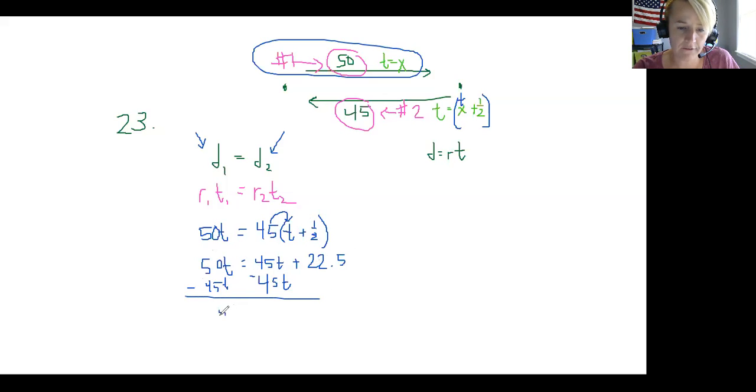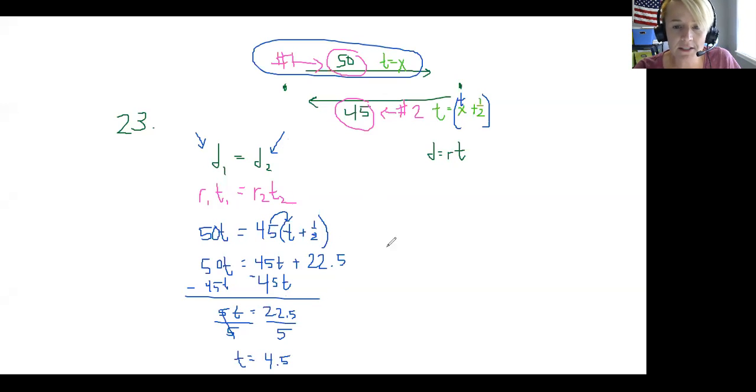So that means now I have 5t equals 22.5. And 5t means 5 times t. I want to do the opposite, the inverse operation. The opposite of multiplication is division. So I have to divide both sides. That leaves me with t equals, and if I put 22.5 into my calculator and divide that by 5, I'm going to come up with 4.5 is what t equals.